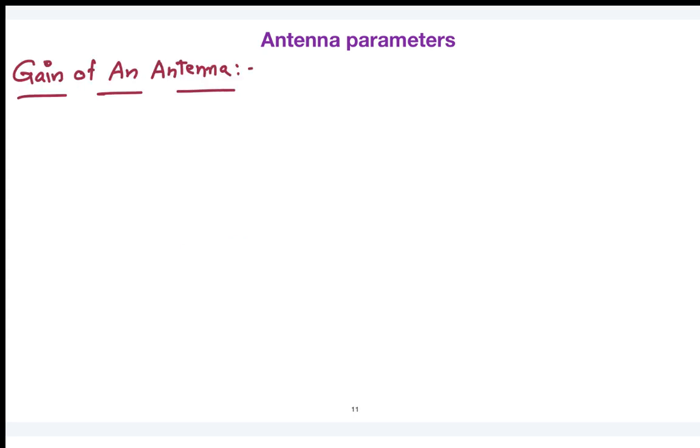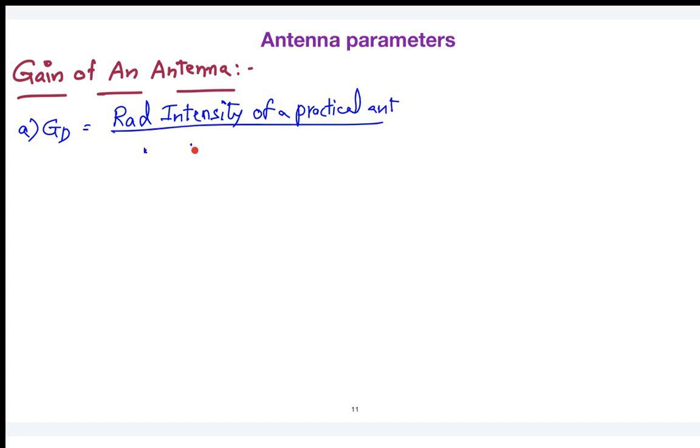The next very important thing you have to understand is the gain of an antenna. Basically there are two types of gains: one is the directive gain and the second one is the power gain. First I will discuss the directive gain. The directive gain is defined as the radiation intensity of a practical antenna divided by the radiation intensity of an isotropic antenna.